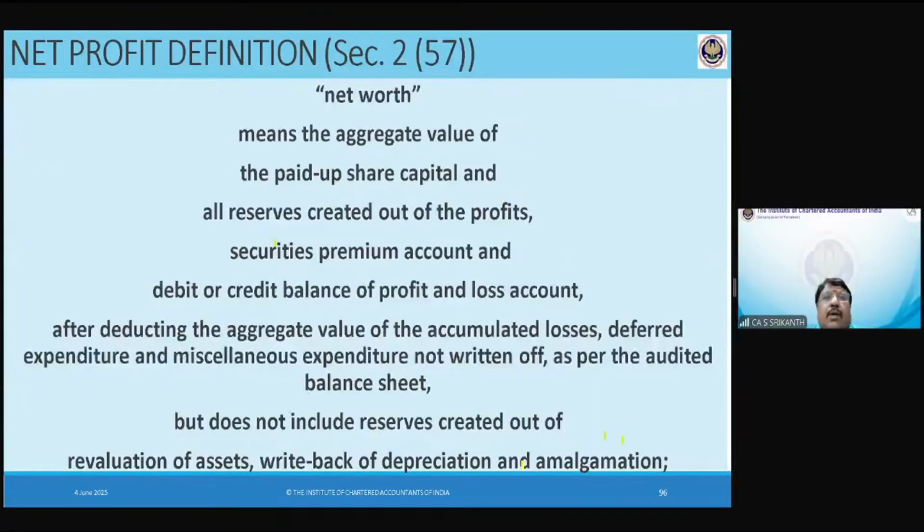Okay. Net worth definition we already seen. I don't want to waste your time. In preliminary, you have seen it. Very important two things. Paid up capital includes preference capital. Revaluation reserve not to be considered as part of net worth. Okay. Very, very important. Securities premium is included. Okay.